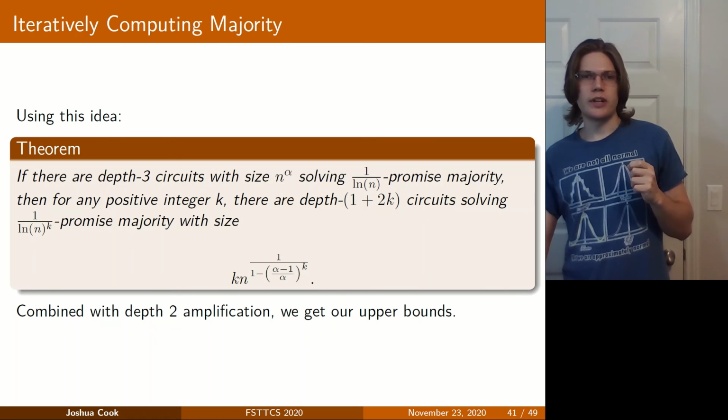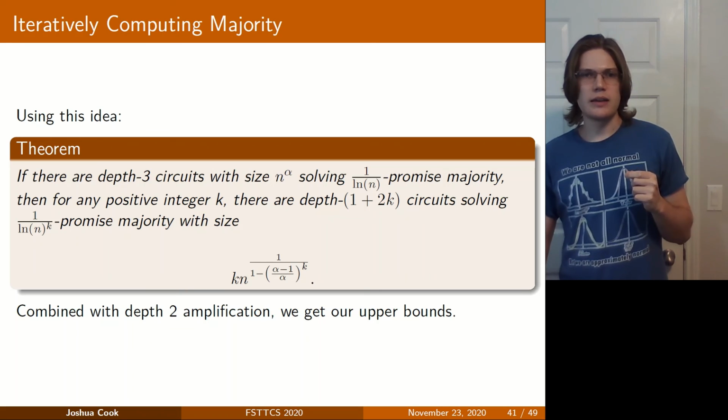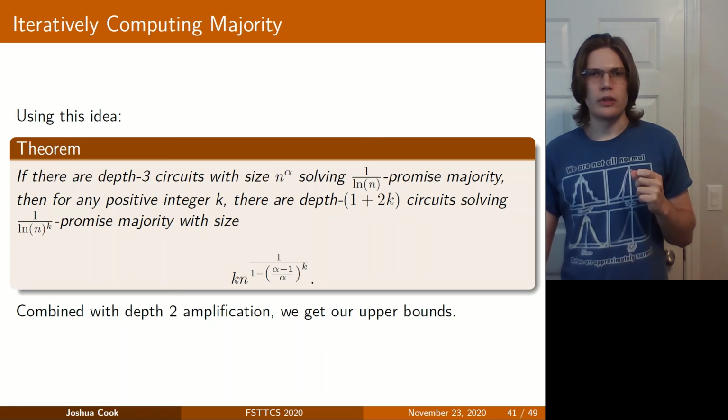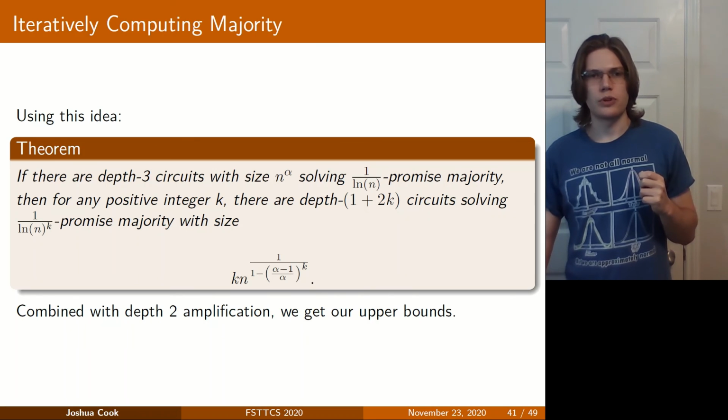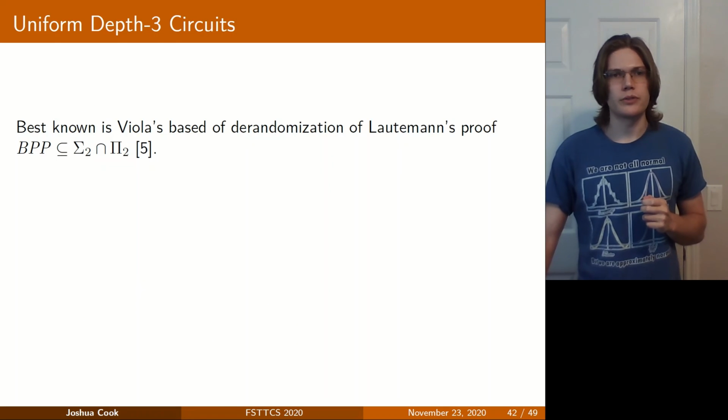Basically, if we have a depth 3 circuit with these exact parameters, then we can get a depth k circuit with these, or a depth 1 plus 2k circuit with these parameters. We combine them with our depth 2 amplification, and we get our upper bounds.